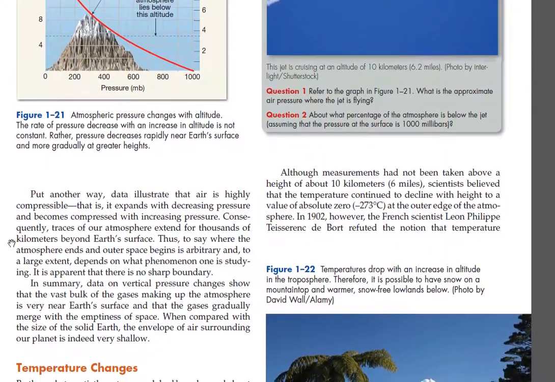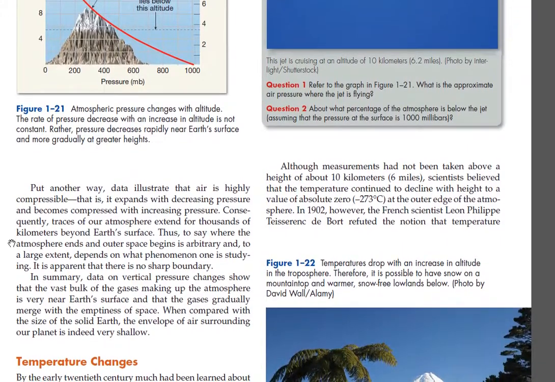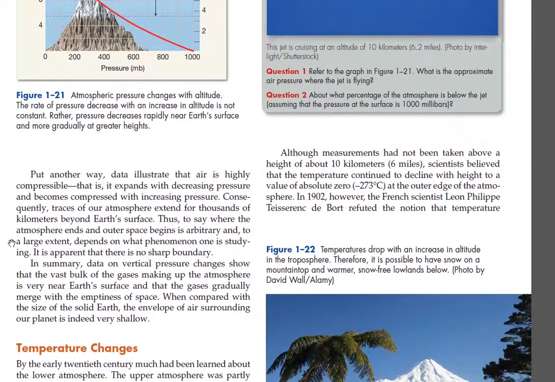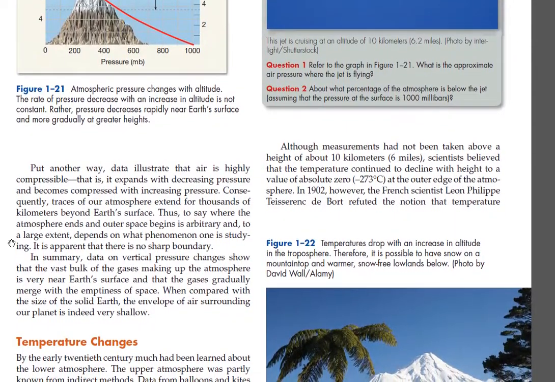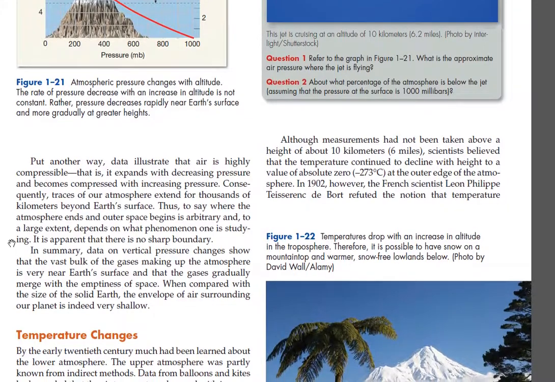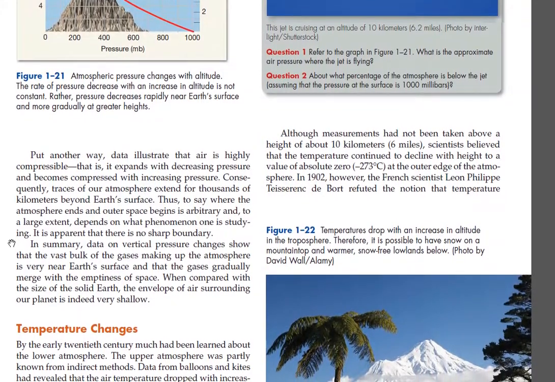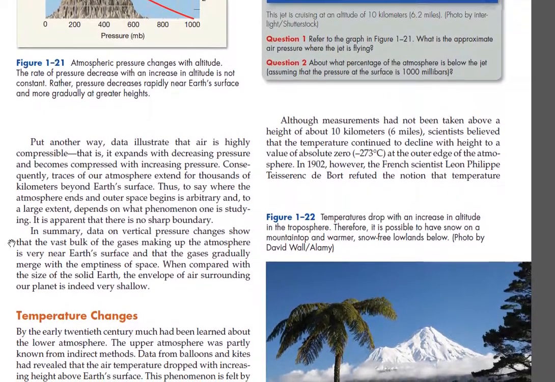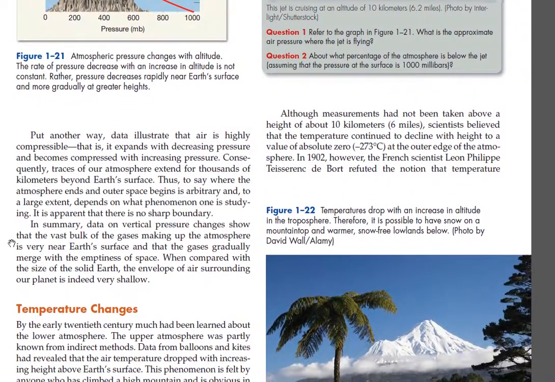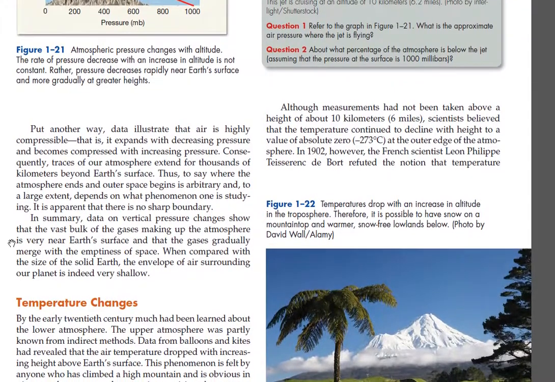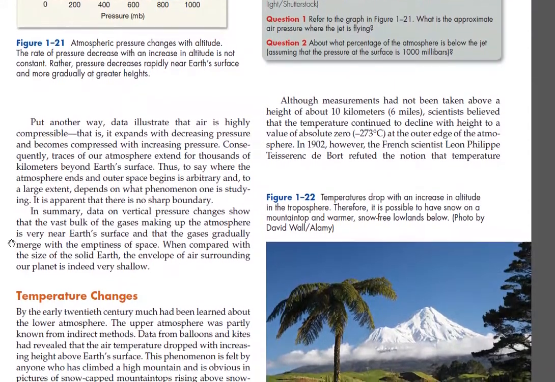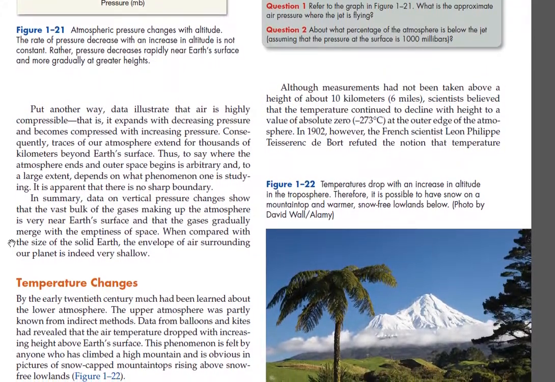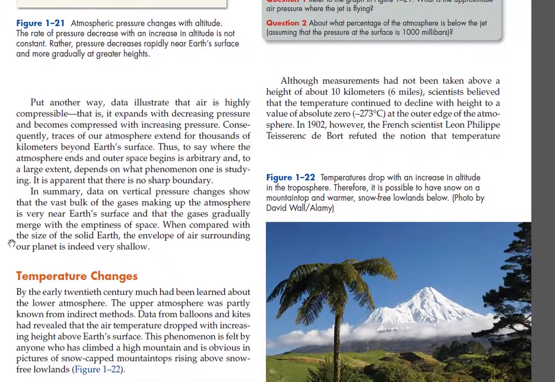Thus, to say where the atmosphere ends and outer space begins is arbitrary and, to a large extent, depends on what phenomenon one is studying. It is apparent that there is no sharp boundary. In summary, data on vertical pressure changes show that the vast bulk of the gases making up the atmosphere is very near Earth's surface and that the gases gradually merge with the emptiness of space. When compared with the size of the solid Earth, the envelope of air surrounding our planet is indeed very shallow.